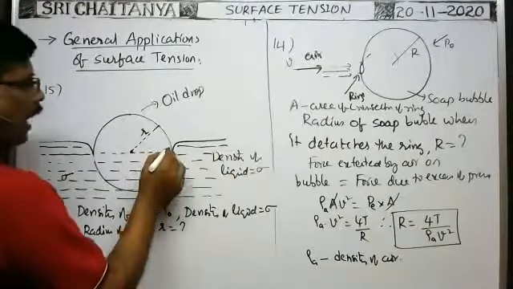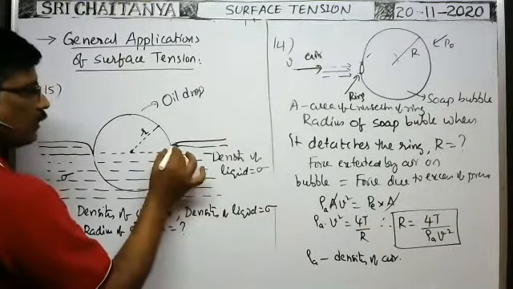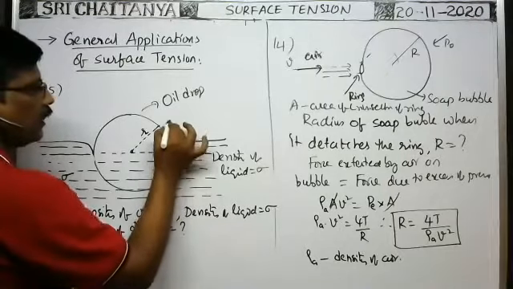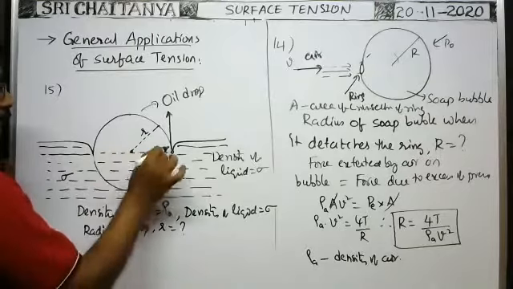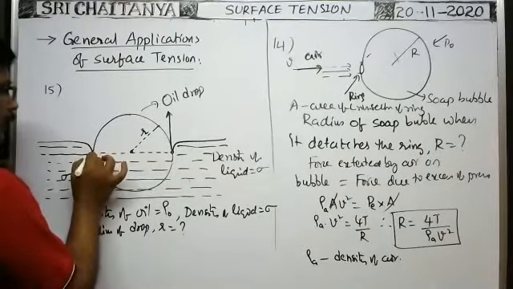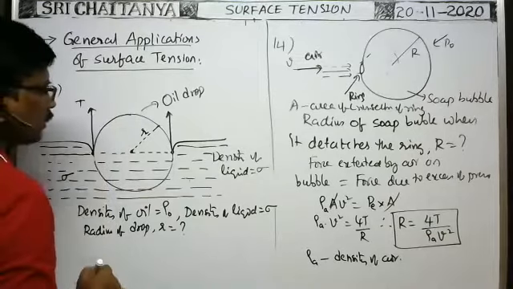Okay. Here, when half of the volume of the oil drop is submerged in the liquid, whenever you draw a tangent at this point of contact to the liquid surface, that tangent is along the vertical direction. Here also, since half of the volume of the oil drop is submerged in the liquid, if you draw a tangent, that tangent is in the vertical direction. That is the direction of the surface tension.